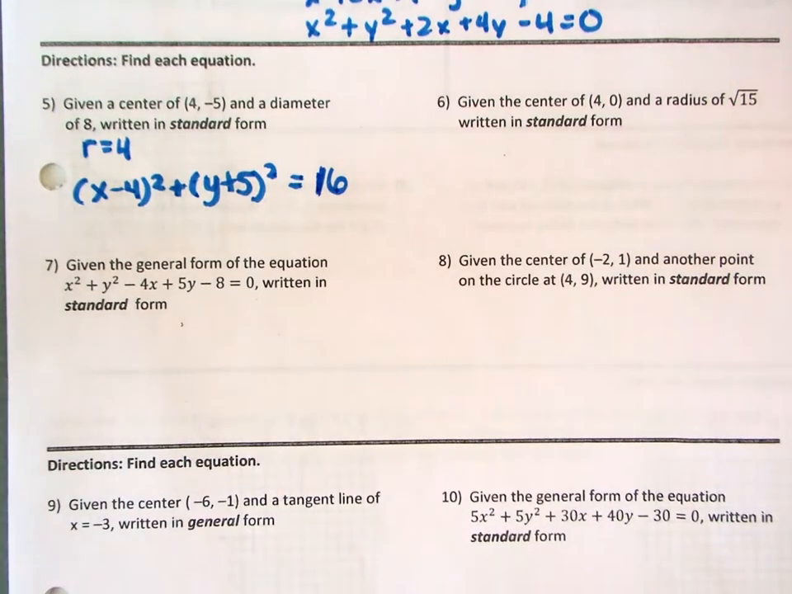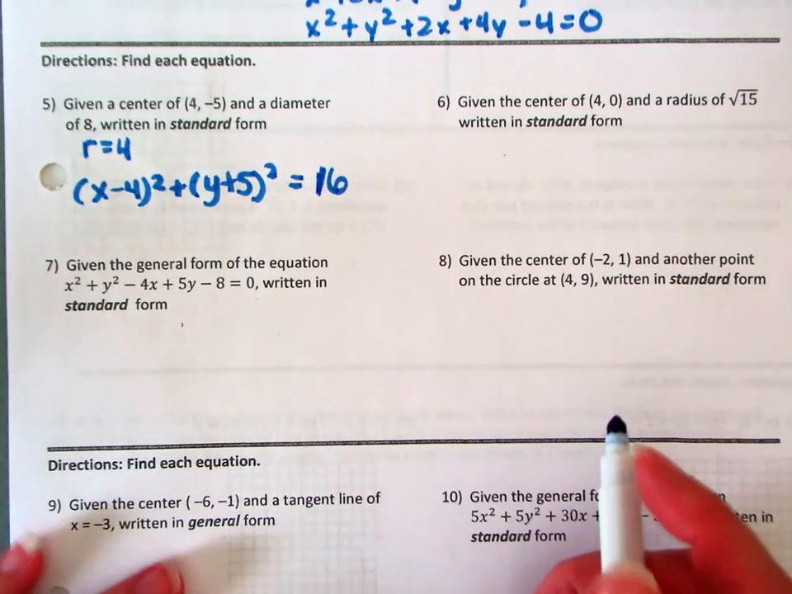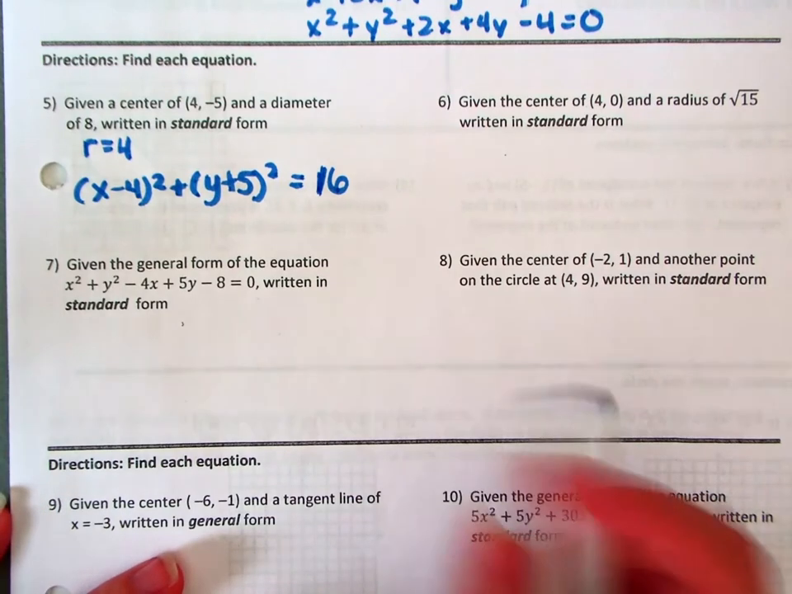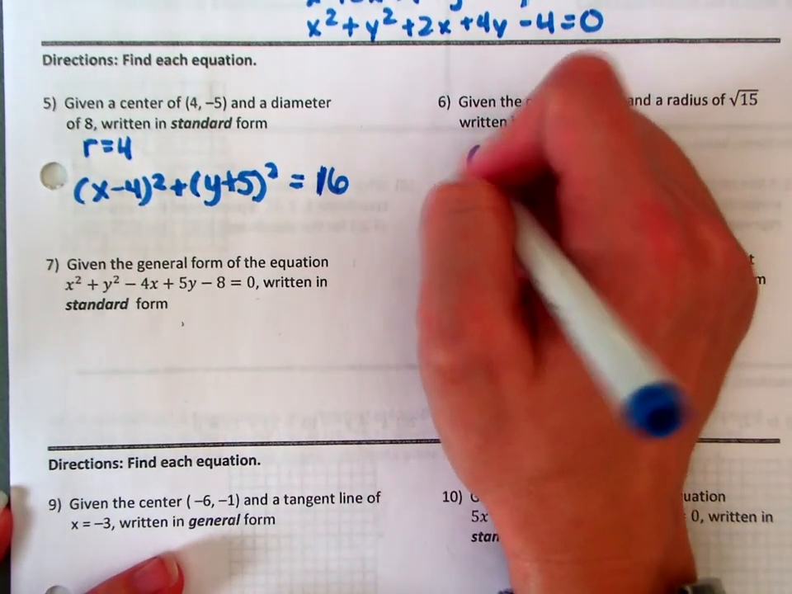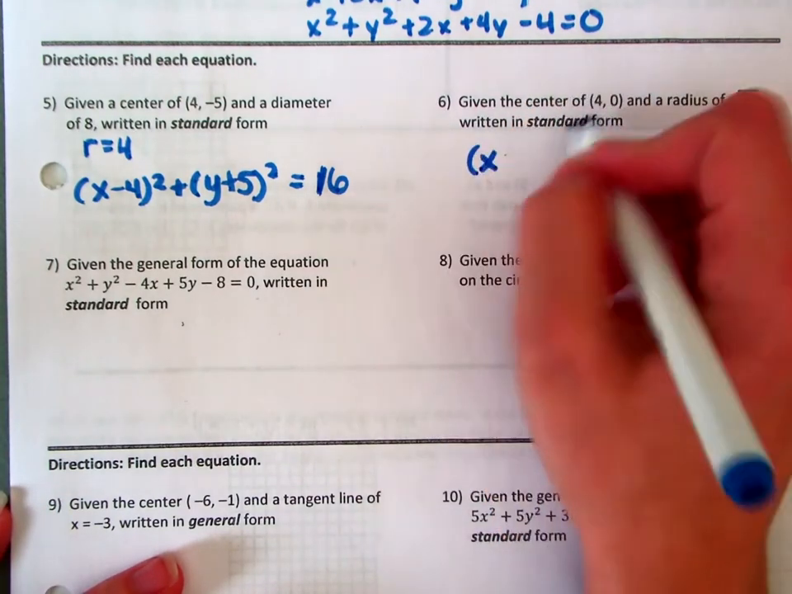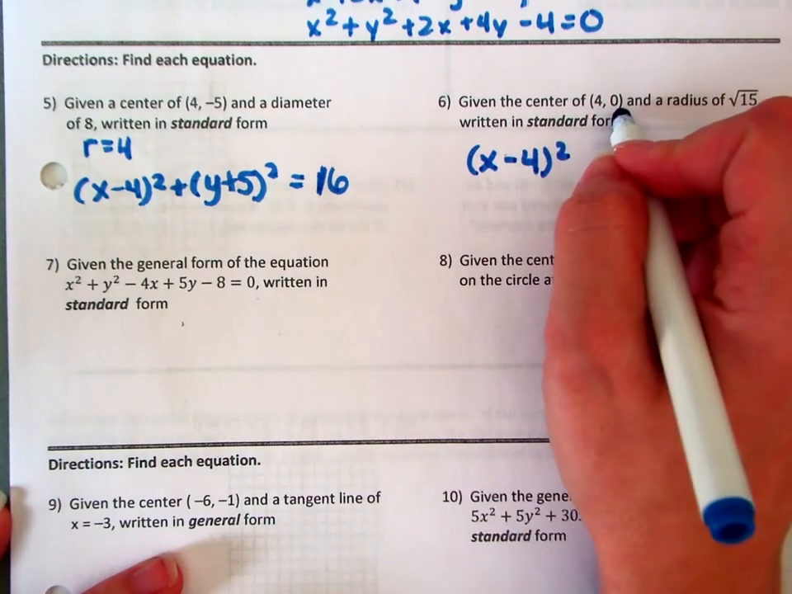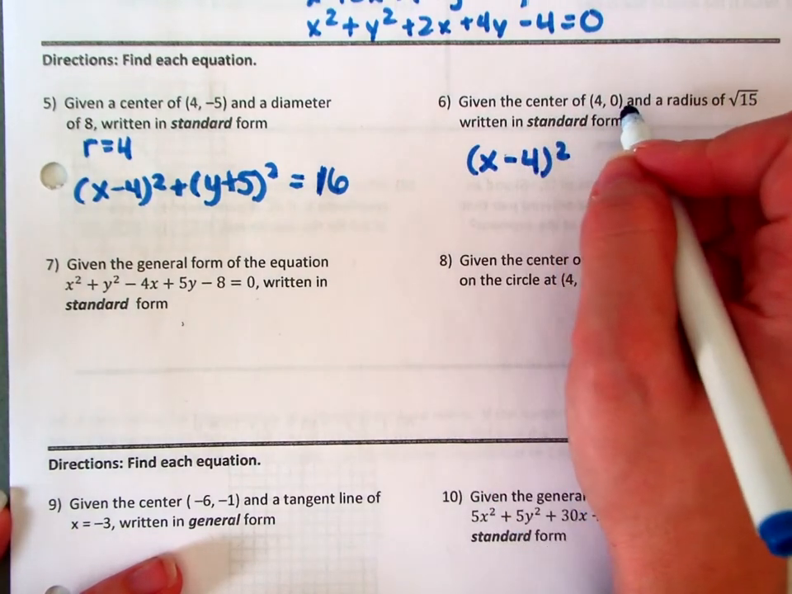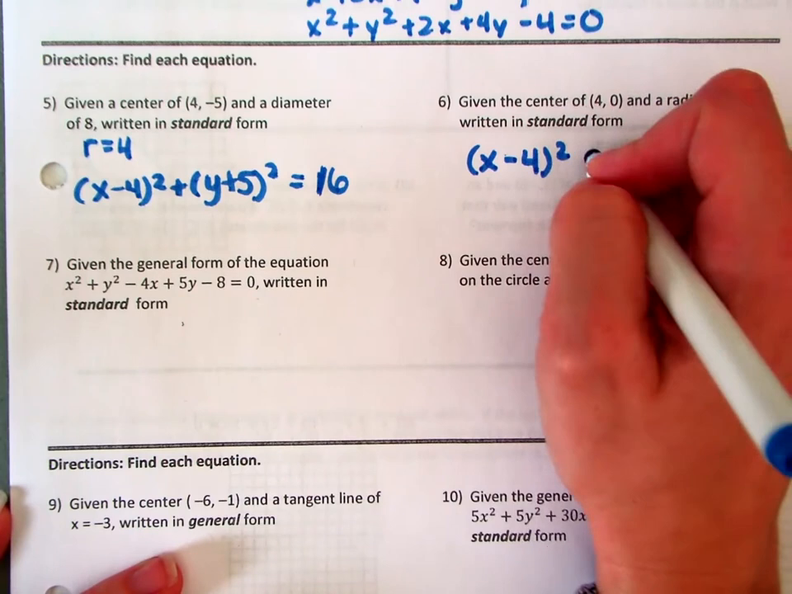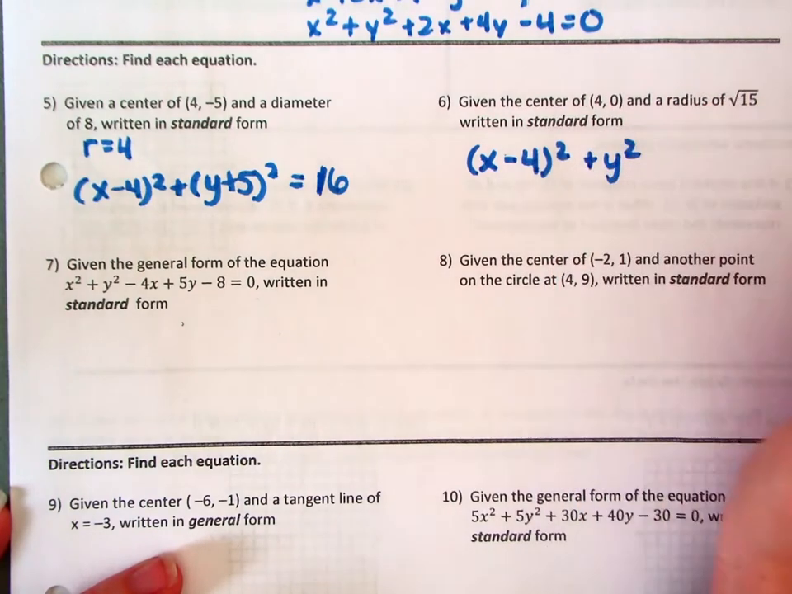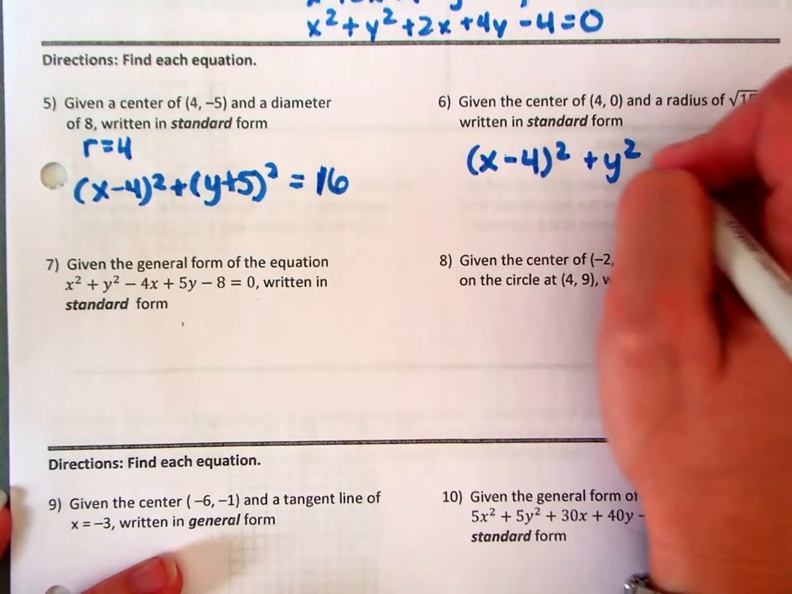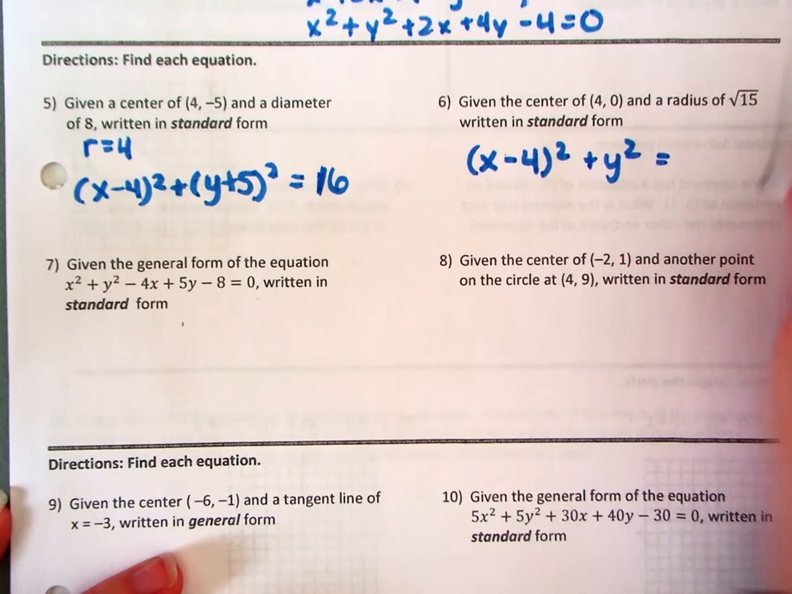Then on number 6, it says, given the center 4, 0, and a radius of square root of 15, write in standard form. So the same idea, we want to do inside opposite, so x, that would be minus 4 squared. And then notice here, that's a 0. So that'd be like saying y minus 0 or y plus 0 squared, and that's just going to simplify to y squared.